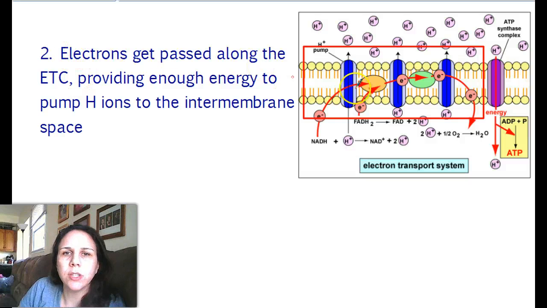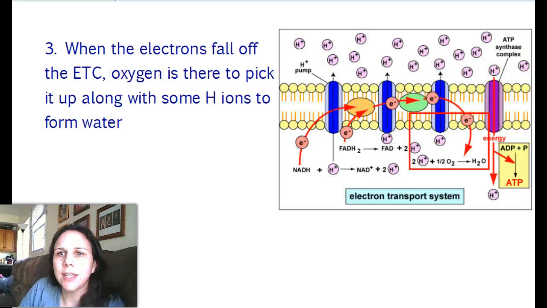Okay? So electrons get passed along the electron transport chain, providing energy to pump hydrogen ions through to the other side. So next thing that's going to happen is, just like before, we had someone to catch my electrons. Remember that was NADP plus was there to catch electrons. Well, this time we have oxygen. Oxygen is there to catch the electrons. So the oxygen is going to catch those electrons, and they're going to also snag a couple of hydrogen ions, and guess what they're going to turn back into? Water. So isn't that cool?